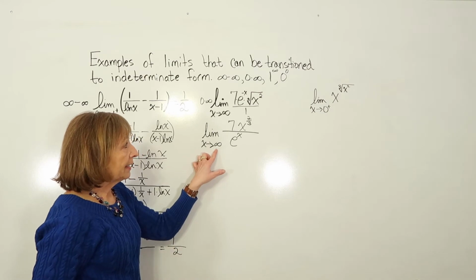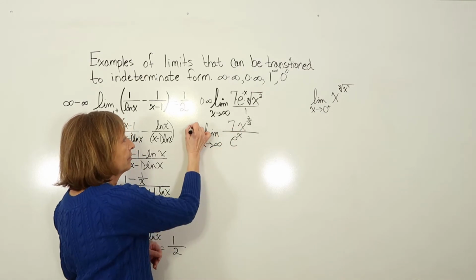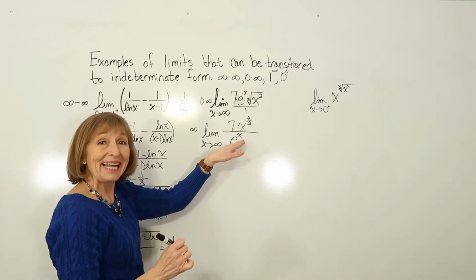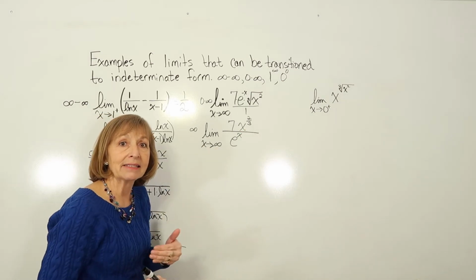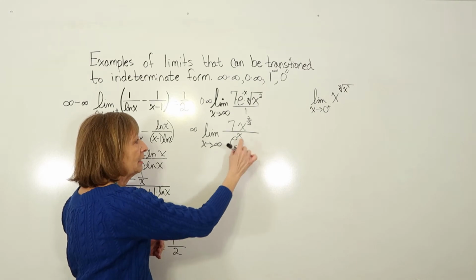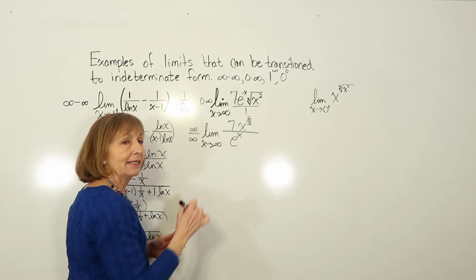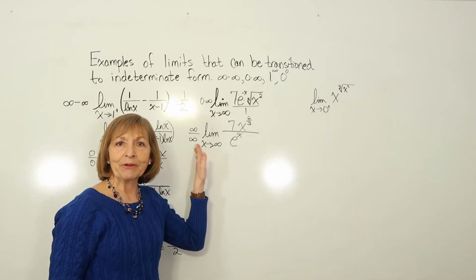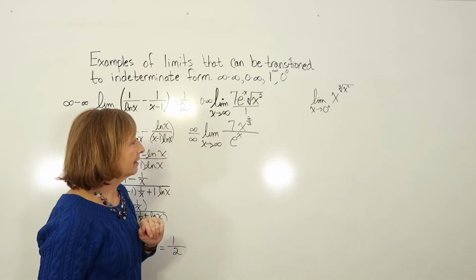So now evaluating it, my numerator goes off to infinity. My denominator now is e to the positive x, and as x approaches infinity, e to the approaching infinity power also goes off to infinity. So here's one of our indeterminate forms that L'Hopital's rule can be used on.